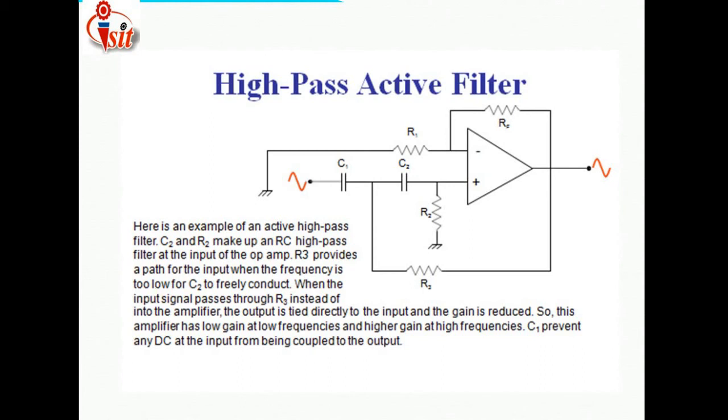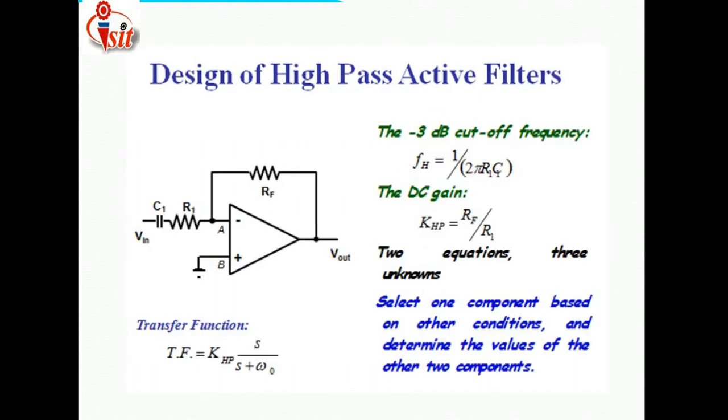When the input signal passes through R3, instead of the input going into the amplifier, the output is tied directly to the input and the gain is reduced. So these amplifiers have low gain at low frequency and high gain at high frequency. That means gain and frequency are directly proportional to each other. Whenever we increase the frequency, the gain increases, and whenever we decrease the frequency, the gain also decreases. The C1 prevents an AC at the input from being coupled to the output. Then the design of high pass active filters.